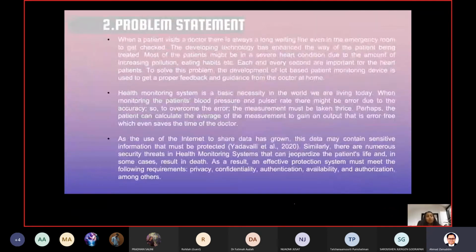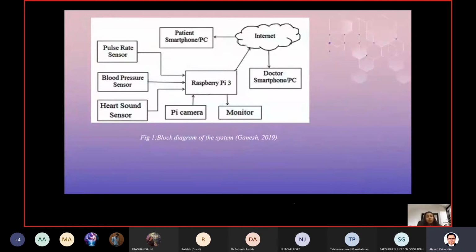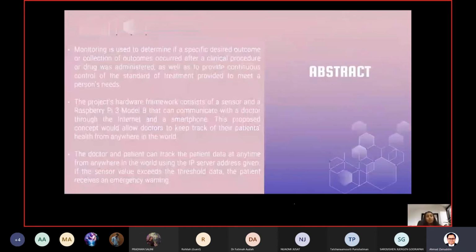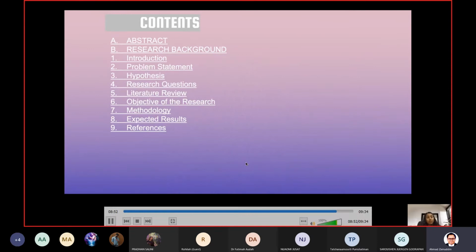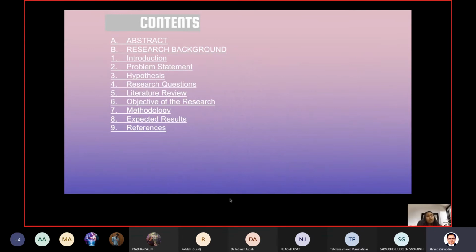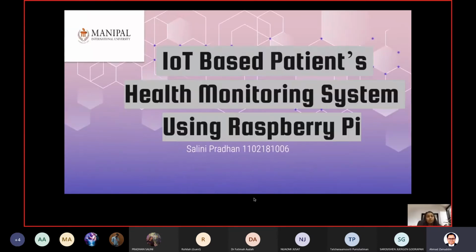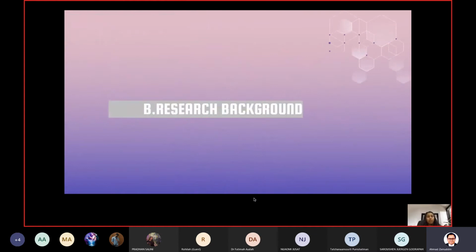And hypothesis, problem statement, and my block diagram, introduction, and abstract. And these are my contents. So I have fulfilled all the criteria, where we've had to do abstract, research background, introduction, problem statement, hypothesis, research questions, literature review, objective of the research, methodology, expected results, references, and this is my front cover page.